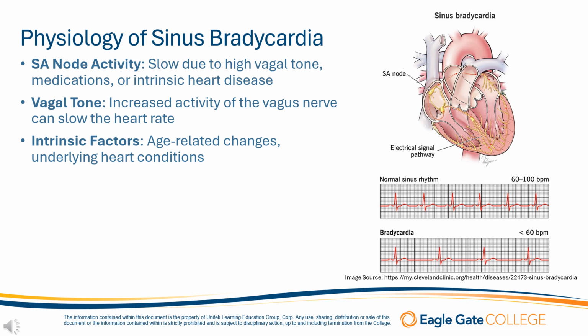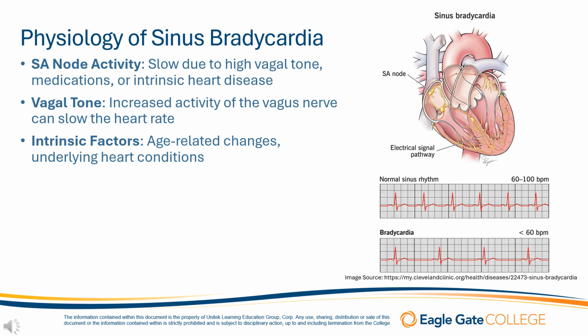The sinoatrial node, often referred to as the heart's natural pacemaker, generates electrical impulses that regulate heartbeats. In sinus bradycardia, the SA node activity is slower than normal. This can be due to various factors, including high vagal tone, the effects of certain medications, or intrinsic heart diseases.